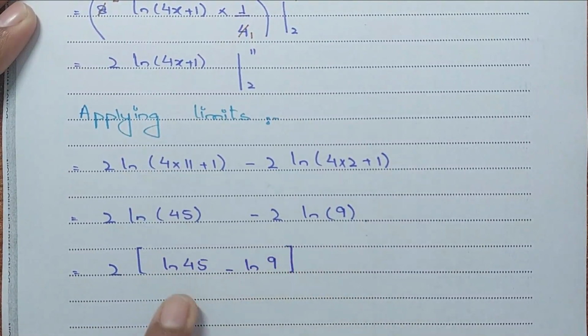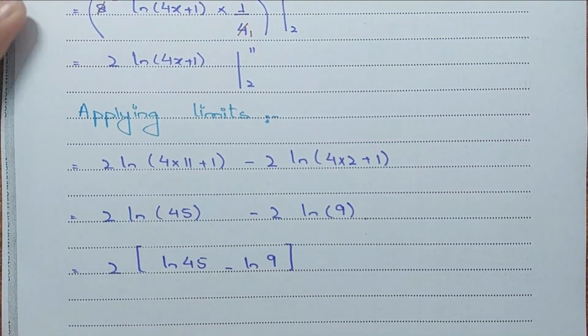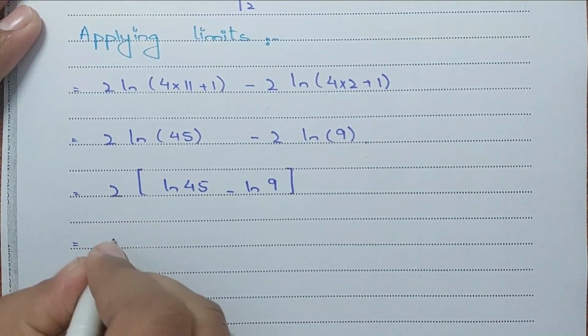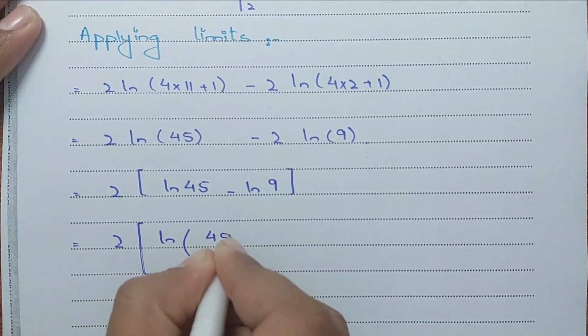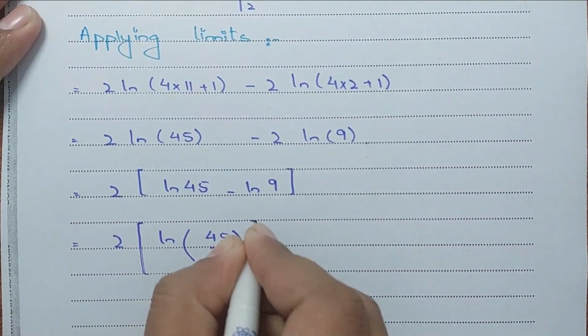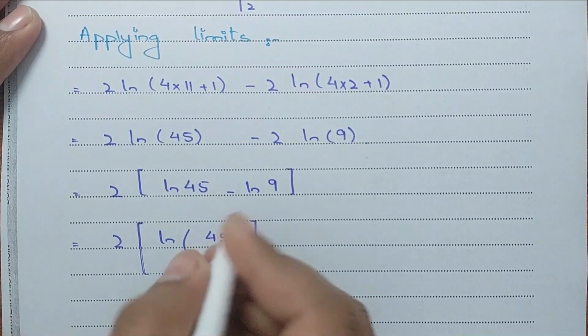Now we have to use a property of logs. When two logs are subtracted, it means we have to divide. 2 is outside, and then we can say natural log of 45 divided by 9. And we know that 9 times 5 is 45.